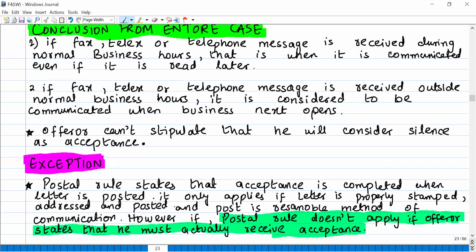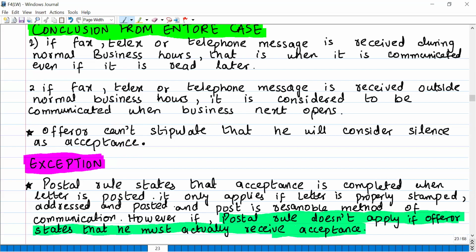So once the party has posted the acceptance letter, the postal rule says that this is where the acceptance is made. But it will only apply if you have properly stamped, addressed, and posted the letter, and the post is a reasonable way of communication. If there's any other reasonable way of communication, then you have to follow that. For example, in today's world, if I made an offer to someone, he can just accept by WhatsApp as well, right? He can text me, he can mail me.